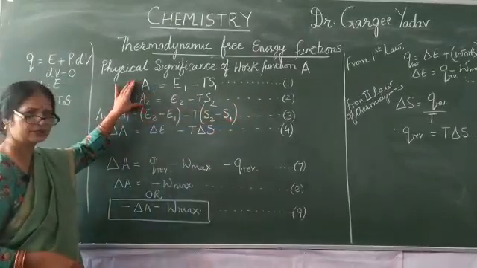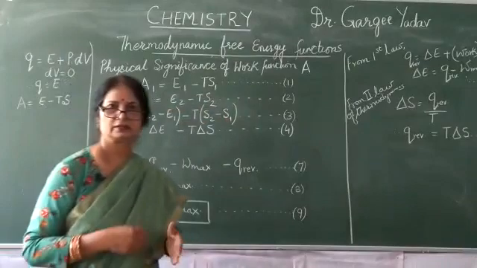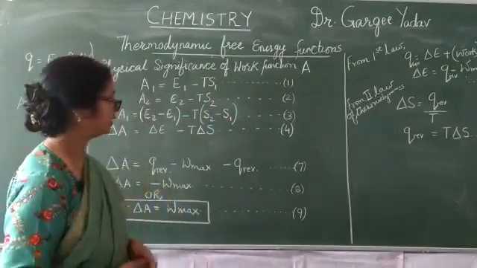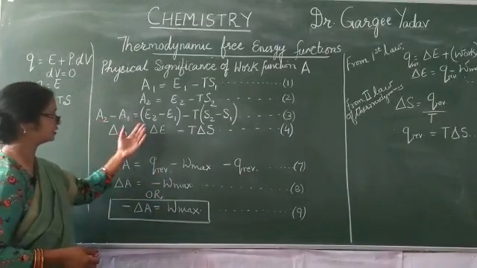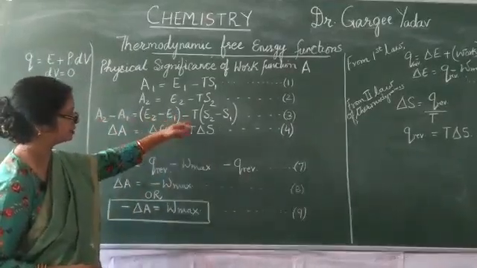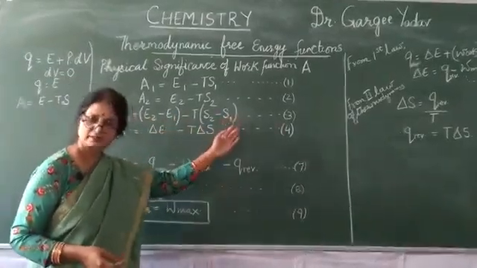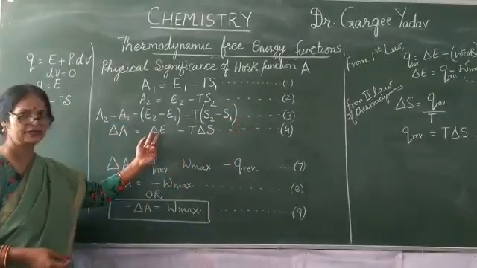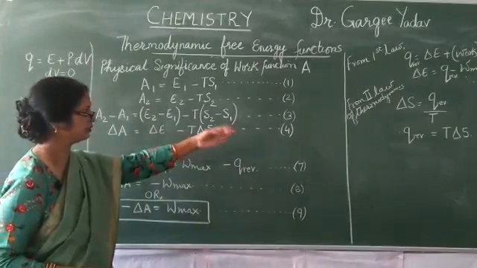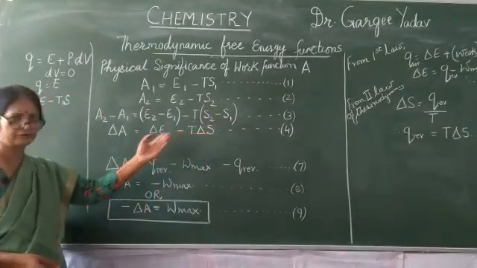Now if we subtract them to find the change in the free energy, let us subtract 2 and 1. What we finally get is A2 minus A1 is equal to E2 minus E1 minus T(S2 minus S1). This is a simple mathematical step, and delta A will be equivalent to delta E minus T delta S. Let it be equation number 3 and 4.